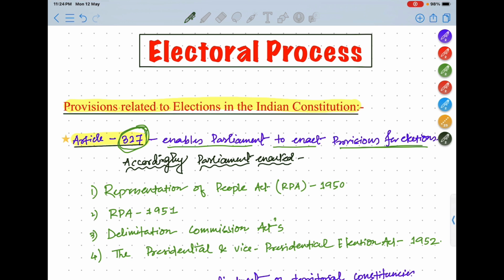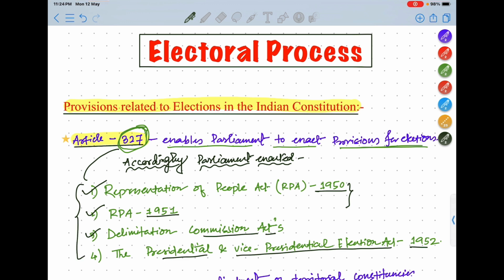So what are those? Number one is the Representation of People Act 1950, then the Representation of People Act 1951. These basically lay down the rules and regulations for the total electoral process, how the elections will be held for Lok Sabha, Rajya Sabha or Legislative Assembly, etc. Then the Delimitation Commissions Act, then the Presidential and Vice Presidential Elections Act 1952. Based on Article 327, these laws have been enacted by Parliament, and based on these laws this whole electoral process is completed. Today we will read everything about the Representation of People Act 1950 and 1951.